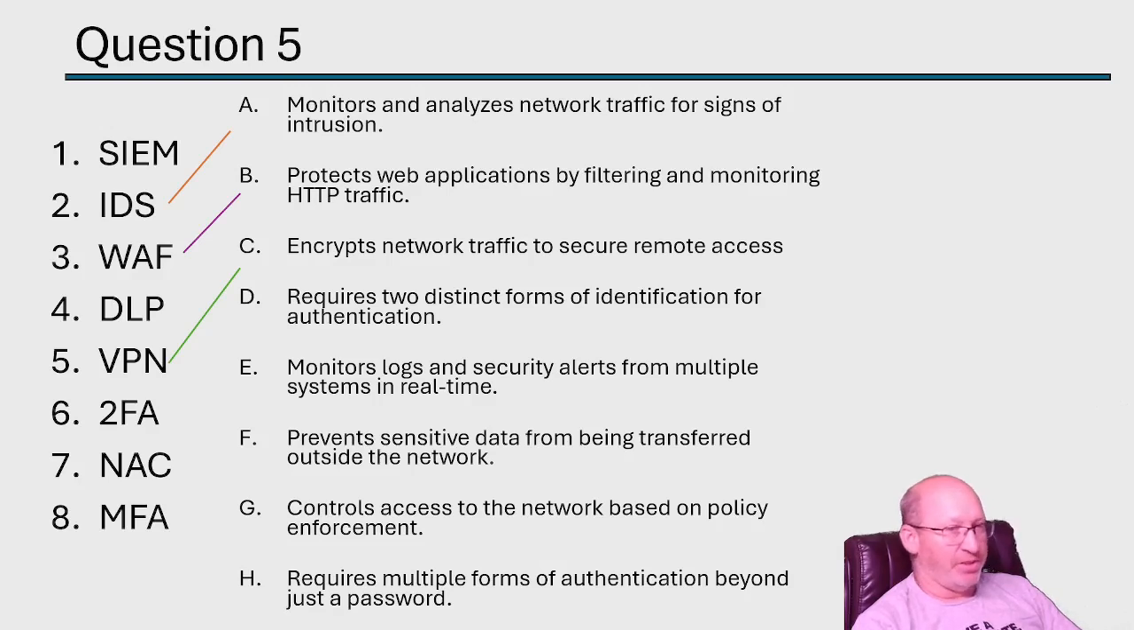Then we have D, requires 2 distinct forms of identification for authentication. We have 2 possible answers with this one. We have 2-factor authentication, but we also have multi-factor authentication. But it specifically says 2 distinct forms, not more than that. And while both could be correct answers, I think that if we read through it, we would see this one requires multiple forms of authentication beyond just a password, and that would be MFA. And so I think that D is going to be 2FA. H is obviously MFA.